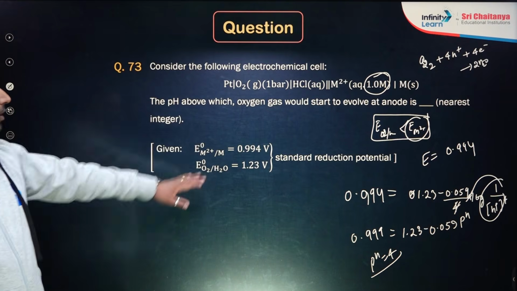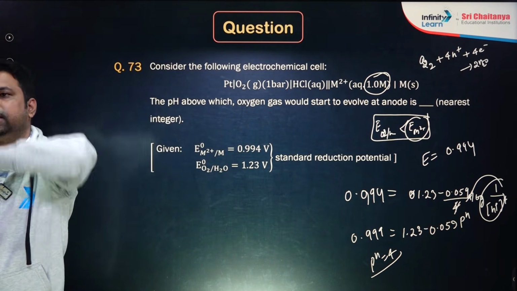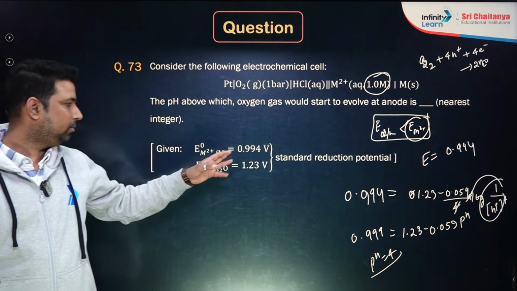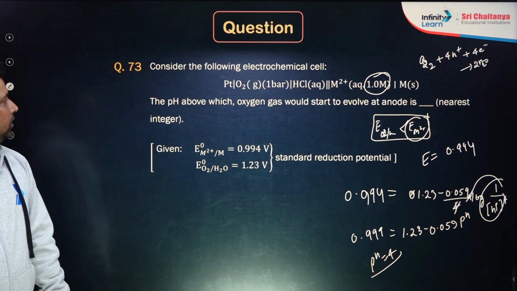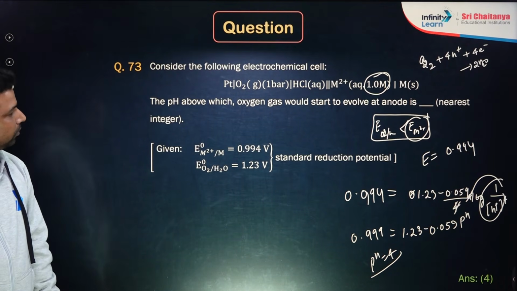So the concept was that oxygen will liberate until the E of M2+ to M is lower than that of oxygen. So the right answer is 4.